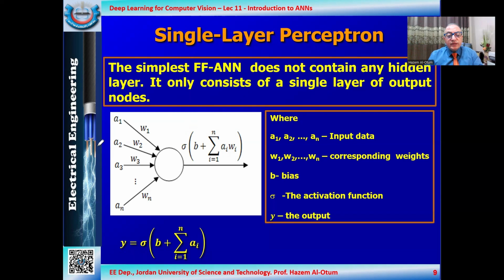In this case, our activation function is denoted as sigma, from the word sigmoid, maybe, because it's very common in neural networks to have a sigmoid activation function, as will be seen in future lectures and slides. So here the input data are A1, A2 up to AN. The corresponding weights are W1 up to WN. B is the bias. We have only one bias in this case, and sigma is the activation function. The output Y will be, as you see in this equation, the activation function of the output of the summation of the weighted inputs plus, of course, the bias.